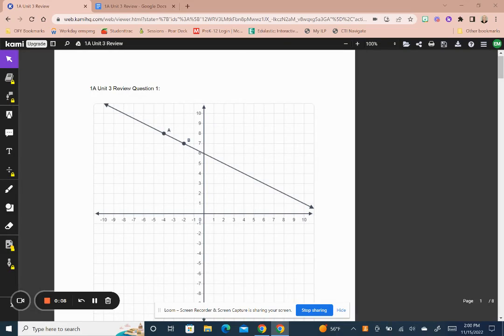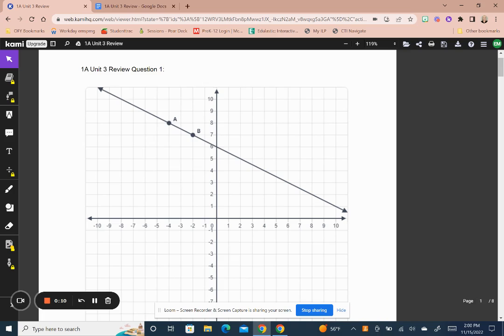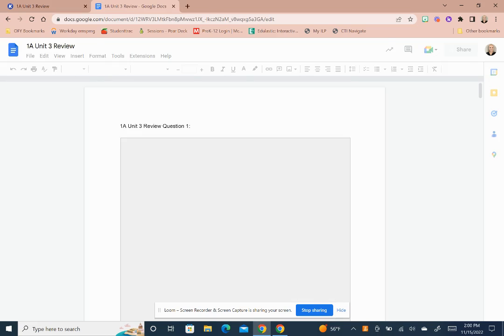Okay, so let's take a look at the first problem. So we see a graph. So immediately, I'm going to look through here.